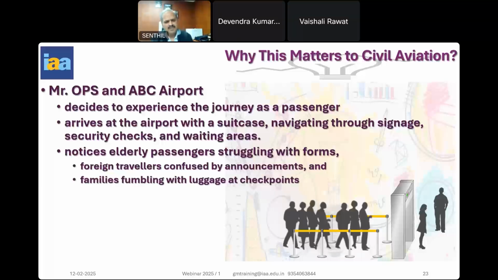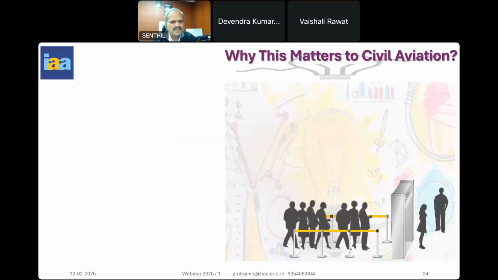Then families fumbling with luggage at checkpoints. They come with a small kid, they come with an aged person, they don't know how to manage the luggage, how to put it through the machine, and they panic. You can see even today in major airports, this family group, you will find they become very nervous and anxious.